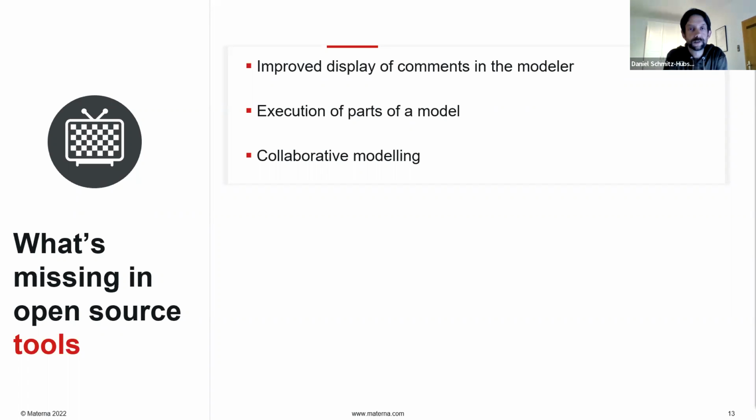And as I mentioned, there are large departments with groups of teams who work together on one model. So a better opportunity for collaborative modeling, like we see it in other tools, like Google Docs or something like this, would also be quite helpful.